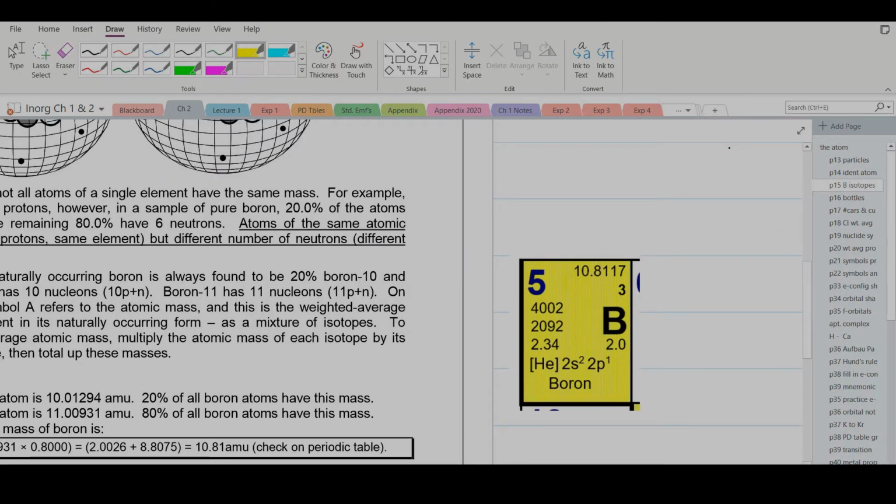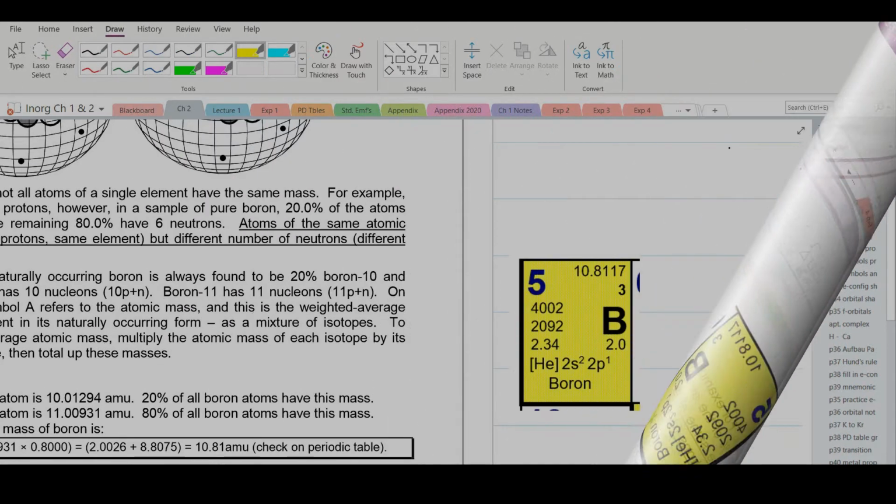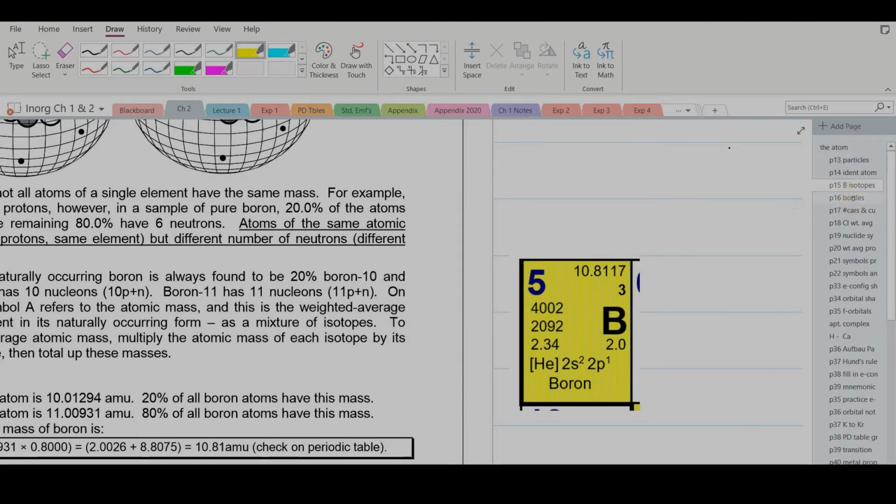Take a look at this symbol from a periodic table. Here we have this number 10.8117. That's the weighted atomic mass of naturally occurring boron. I want to show you how that is calculated and then have you do some similar calculations. So for that, we're going to move ahead to page number 16.